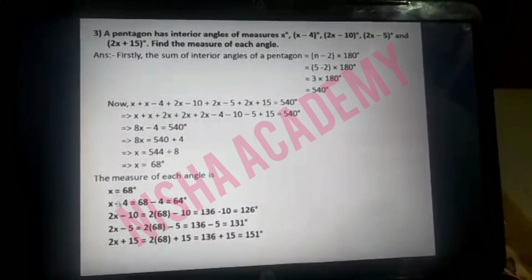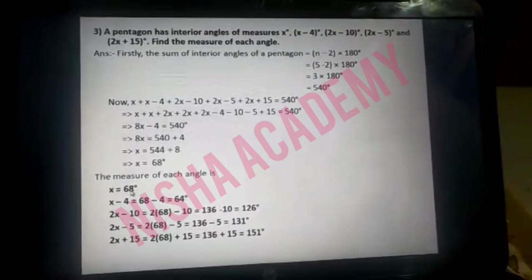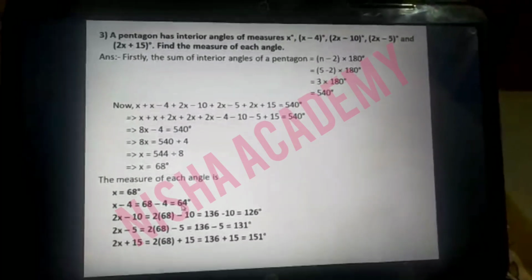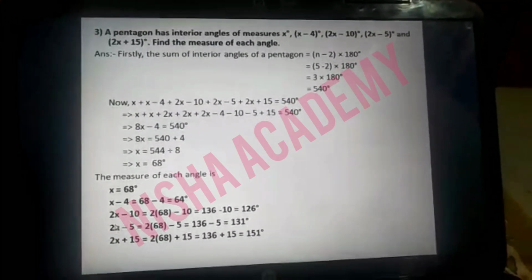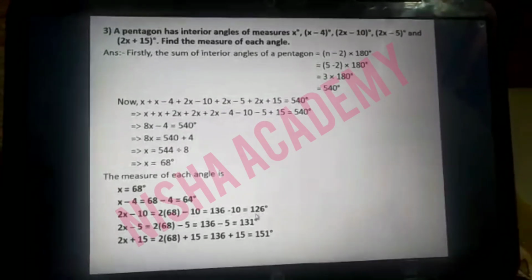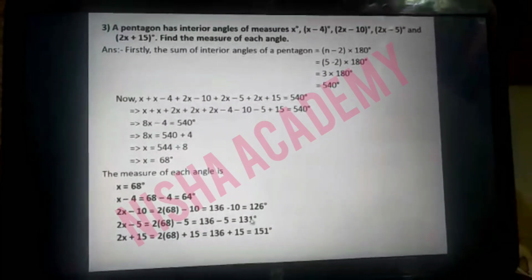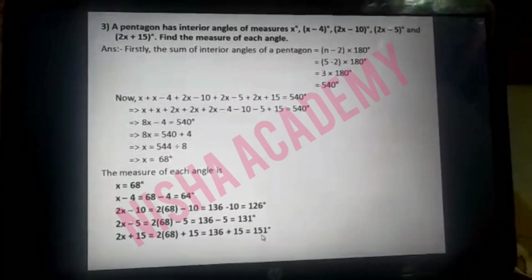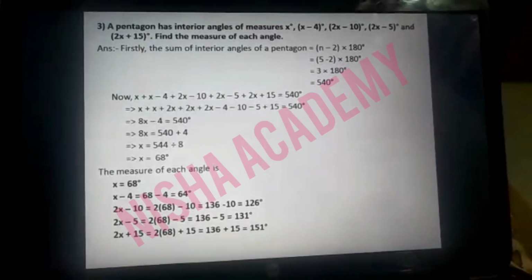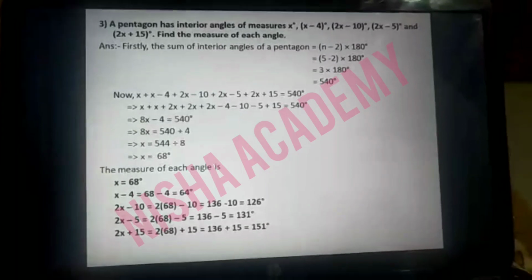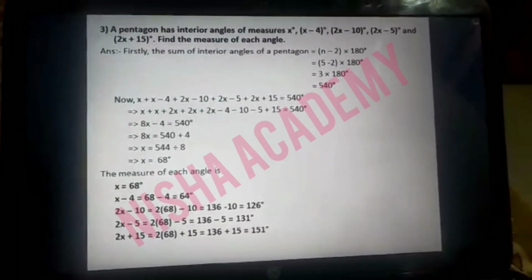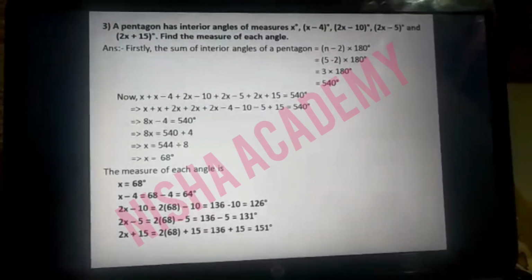Now putting the x value in all, x is equal to 68 degrees. x minus 4 equals 68 minus 4 equals 64 degrees. 2x minus 10, that is 2 into 68 minus 10, which is equal to 126 degrees, 131 degrees and 151 degrees. So these are the basic sums which can be asked to you, and here we complete our chapter today, understanding quadrilaterals.